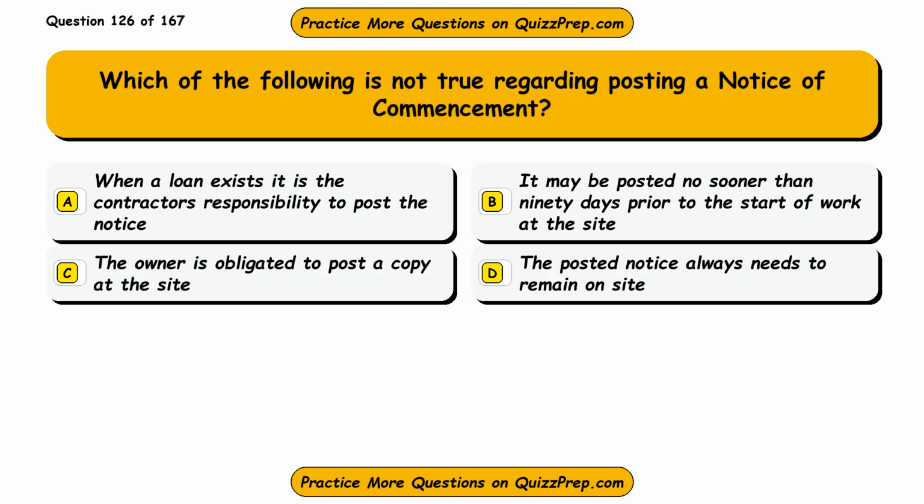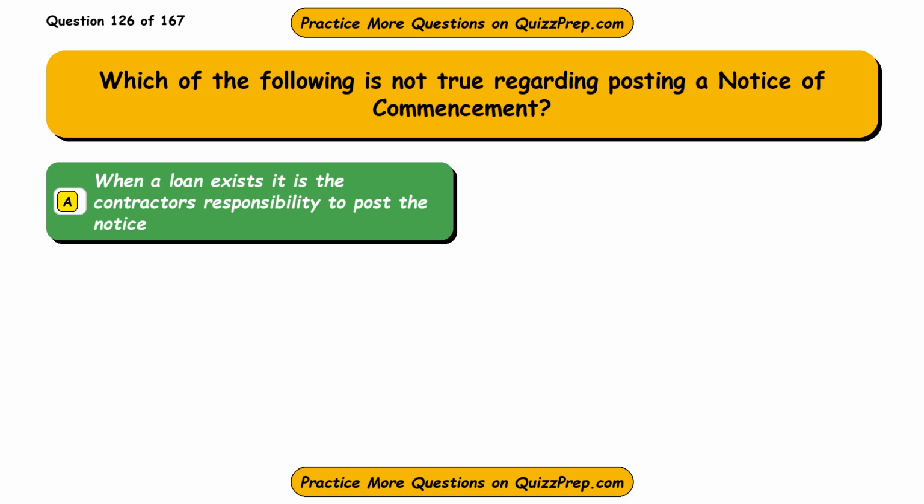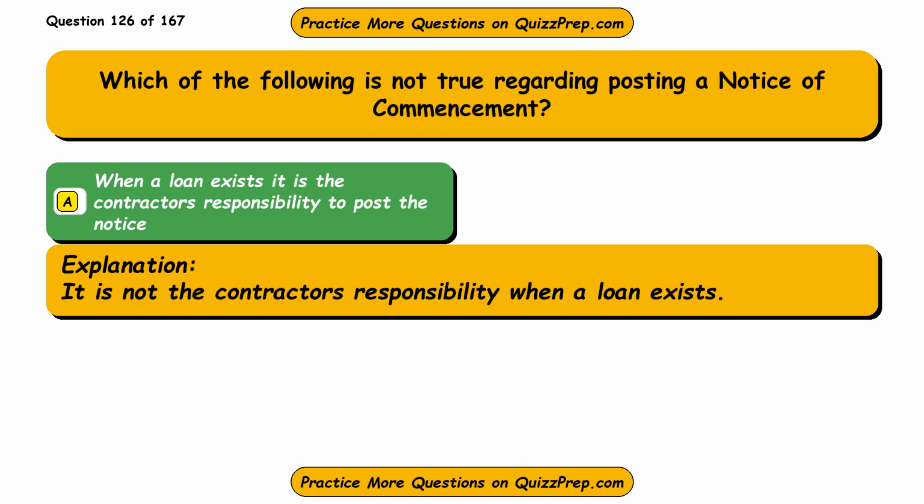Question 126. Which of the following is not true regarding posting a notice of commencement? Option A, when a loan exists, it is the contractor's responsibility to post the notice. Option B, it may be posted no sooner than 90 days prior to the start of work at the site. Option C, the owner is obligated to post a copy at the site. Option D, the posted notice always needs to remain on site. The correct answer is option A, when a loan exists, it is the contractor's responsibility to post the notice. It is not the contractor's responsibility when a loan exists.